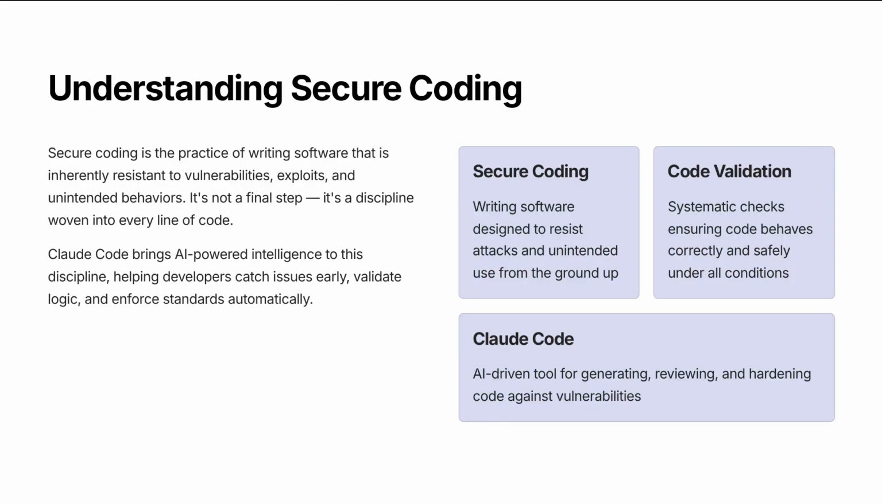Today, we're diving into the concept of secure coding, an essential practice in software development that focuses on creating software resistant to vulnerabilities and unintended behaviors from the outset. It's not just a final step, but a continuous discipline integrated into every line of code. Claude Code enhances this process by using AI to help developers catch issues early, validate logic, and automatically enforce coding standards. This tool systematically ensures your code behaves correctly and safely under various conditions, making it a powerful ally in writing secure and robust software.